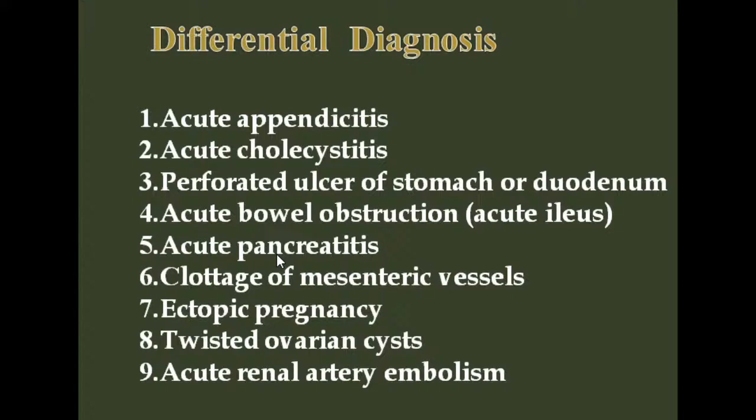But the same or similar pain may occur in cases of acute abdomen, a surgical disease, which includes acute appendicitis, acute cholecystitis, perforated ulcer of the stomach or duodenum, acute bowel obstruction, acute ileus, acute pancreatitis, clotting of mesenteric vessels, ectopic pregnancy in females, twisted ovarian cysts in females, and acute renal artery embolism.